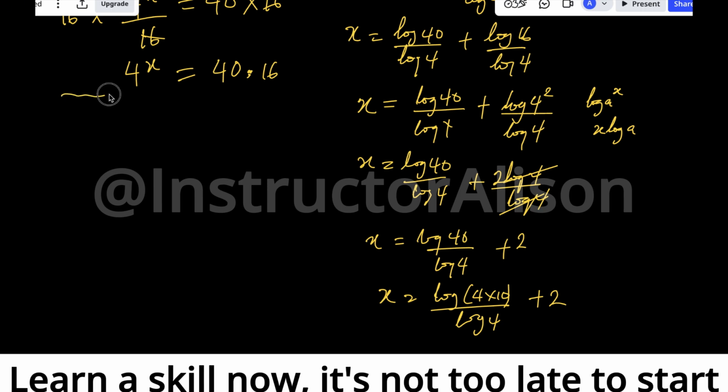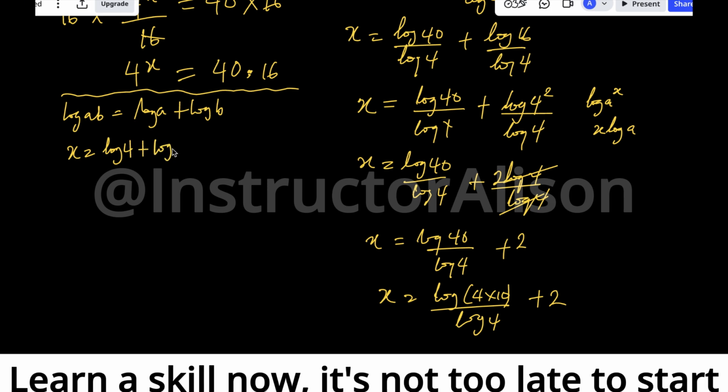Let's take it up. According to the law of logarithms, I think I've stated that before, if I have log AB, it's the same thing as splitting it to be log A plus log B. So I'm going to split this log 40 into log 4 by 10. So x equals log 4 plus log 10, all divided by log 4, then plus 2. I can just separate it with this single denominator: log 4 divided by log 4 plus log 10 divided by log 4, then plus 2.